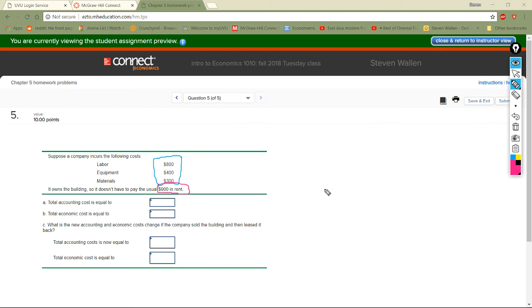And that's sort of like this building. Even though I'm not paying for it, I could technically, if I'm not using it, rent it out to someone else, and so it does have a trade-off value there. It has an economic cost, okay?